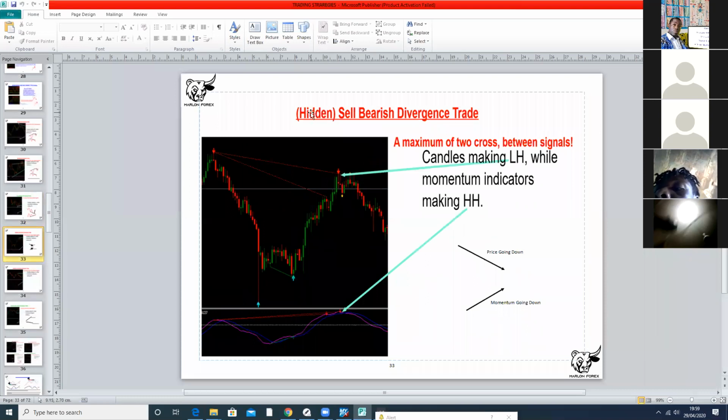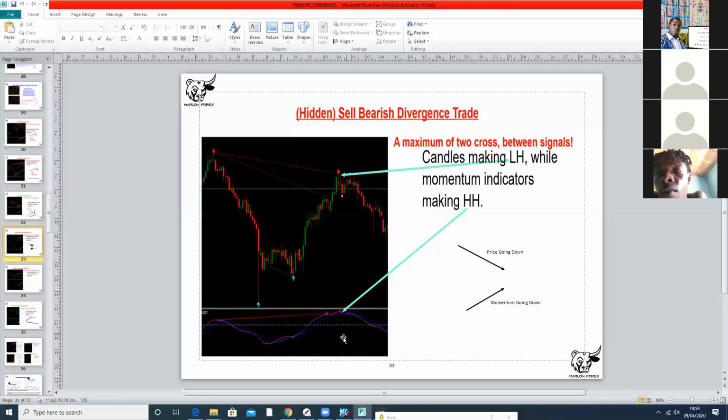This one is what we call hidden. Now, when we say we hid something, we're hiding it. It's not that open like the first two, because this time it's the candles that are doing it. Here we're making lower highs, the candles that is, but the momentum indicator is making higher highs, okay? And then we're looking to sell there. And this is what we call a hidden sell bearish trade, okay?